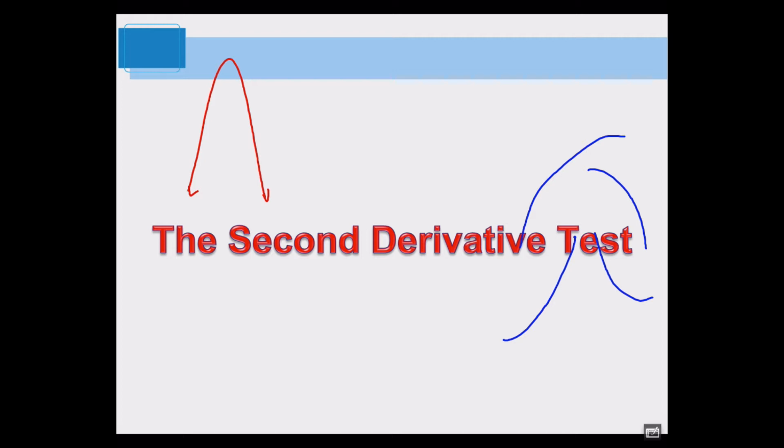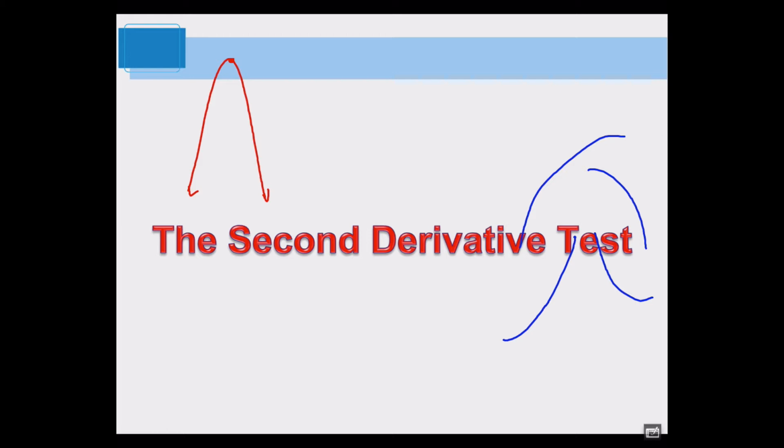Okay? What's special about that point? Tell me what happens at that point. It's a maximum. Good start. F prime changes from positive to negative. No, that is not a point of inflection, because notice it's concave down over the entire interval.